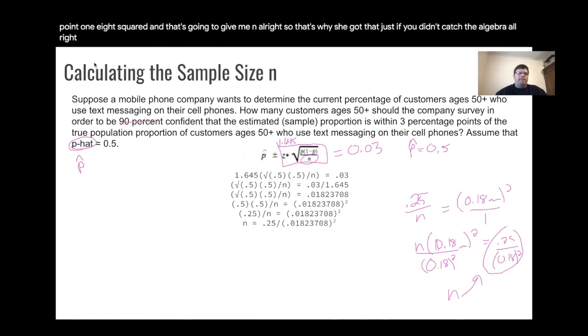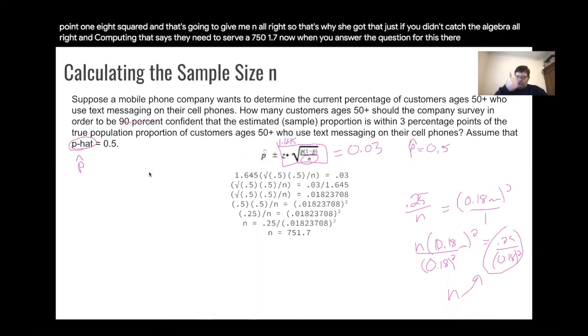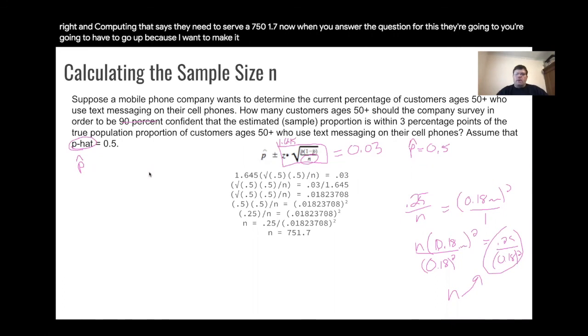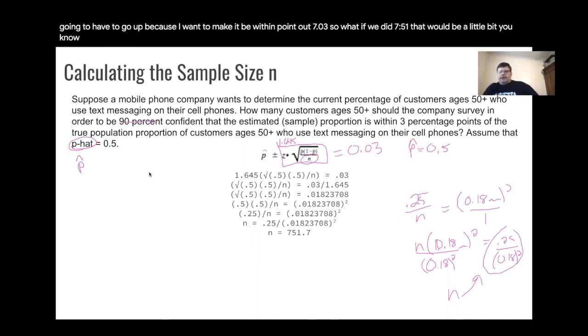All right. And computing that says they need to survey 751.7. Now, when you answer the question for this, you're going to have to go up because they want to make it be within 0.03. So what if we did 751? That would be a little bit too big. So we have to go up.